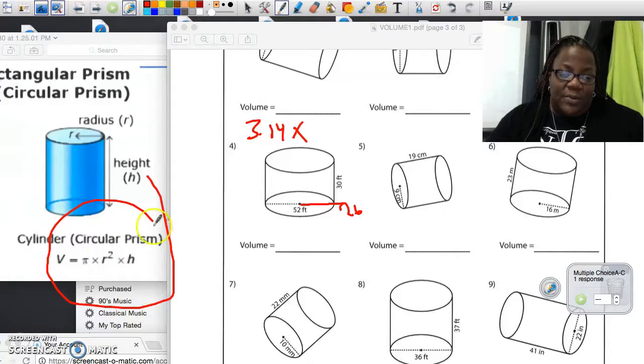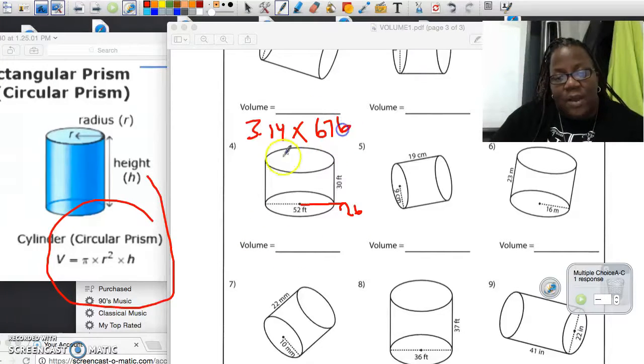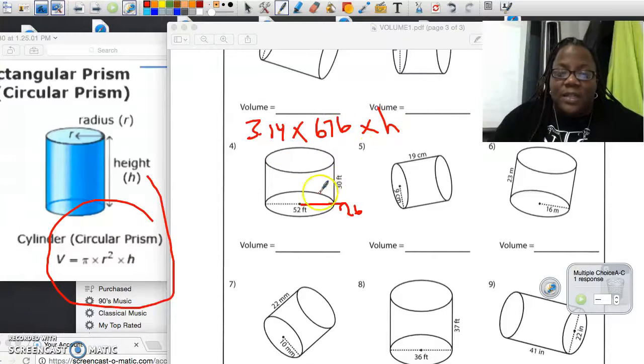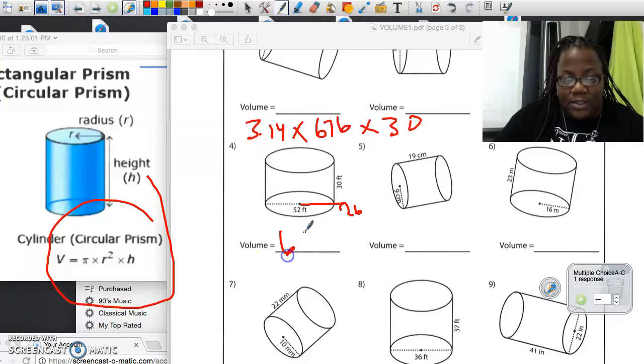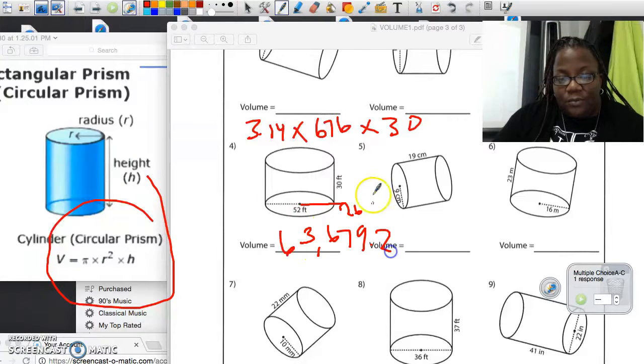But my formula says radius squared. So I have 26 times 26. That will give me 676. And then the last part is multiplied with the height. Whoops. In this case, the height is 30. Okay. Multiply all those together. You should get 63,679.2. Don't forget the unit with its feet. And for volume, it will be cubed.